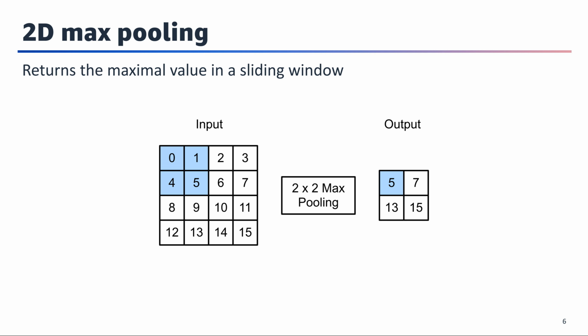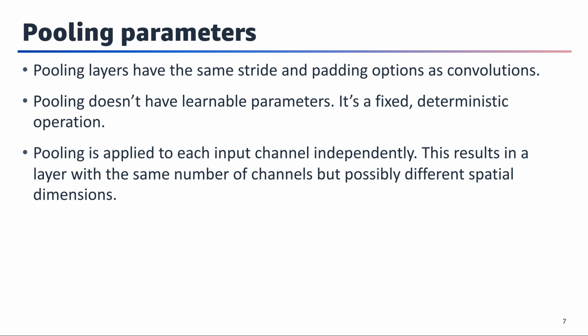The main purpose of pooling is to reduce the size of feature maps or inputs without losing a lot of information. This makes computation faster because the number of training parameters is reduced. Pooling reduces the spatial dimensionality of the feature maps while preserving the most important information. This is achieved by applying a fixed function, such as max pooling or average pooling, to small local regions of the input feature maps. Pooling doesn't have learnable parameters because it's a fixed and deterministic operation that is applied to the input data.